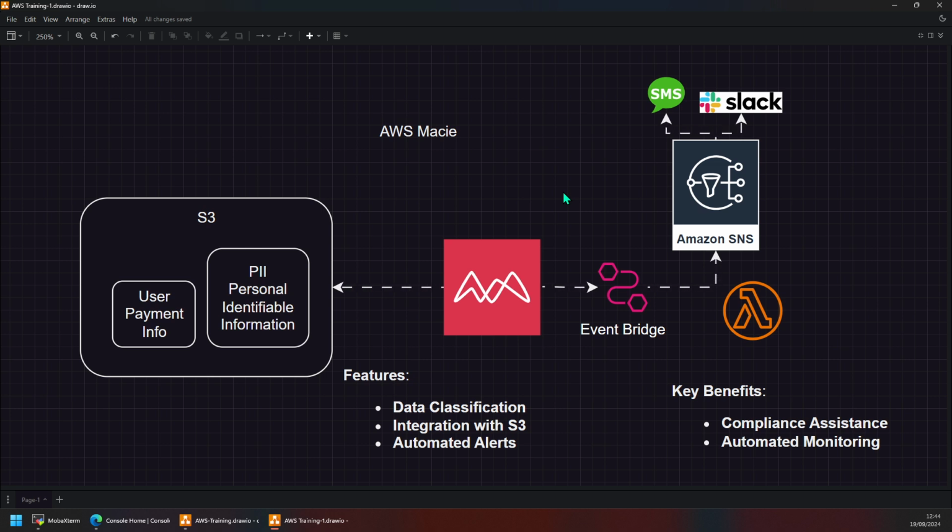The features of AWS Macie: it has data classification, which automatically discovers and classifies sensitive data like PII, which is personally identifiable information, and financial records. The next one is integration with S3, continuously monitoring S3 buckets for sensitive data exposure. And then you have automated alerts, which send alerts about the sensitive data.